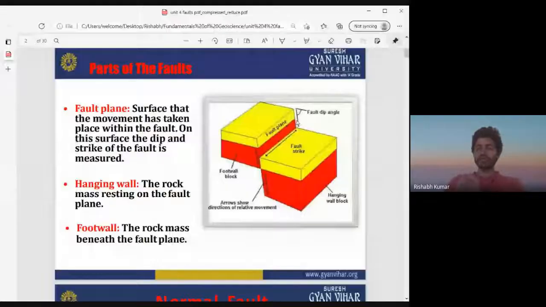This side is considered above the fault plane, and this side is considered below the fault plane, right? So this is going to be known as your hanging block, and this is going to be known as your footwall block, right? And here the arrow is showing the direction of relative movement. So this is the relative movement of the block along your fault plane, right?